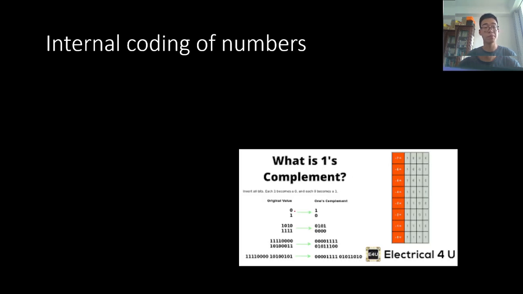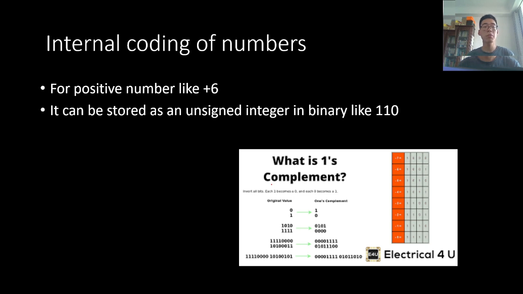Okay. So today's question is about representing negative numbers. For positive numbers like 6, it can be stored as an unsigned integer in binary like 110. So this is 1, 2, 4, so 4 plus 2, which is 6. But how do we store minus 6? Well, this is the question we're going to discuss today.